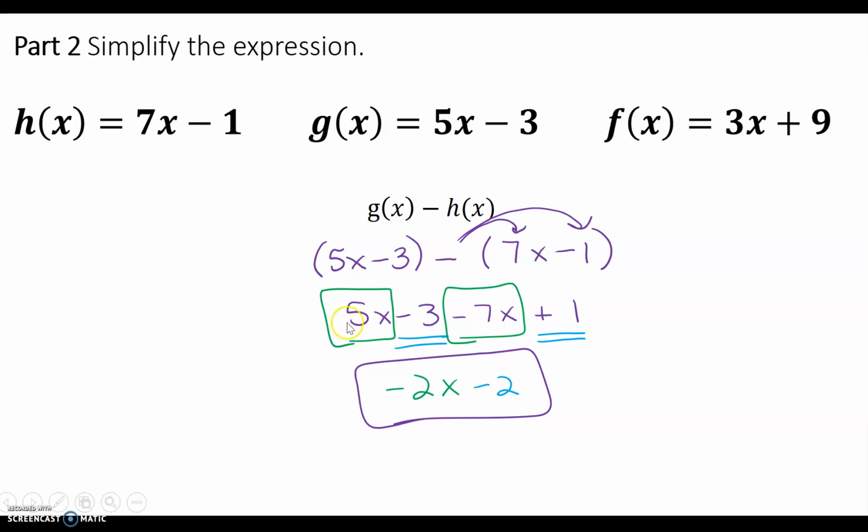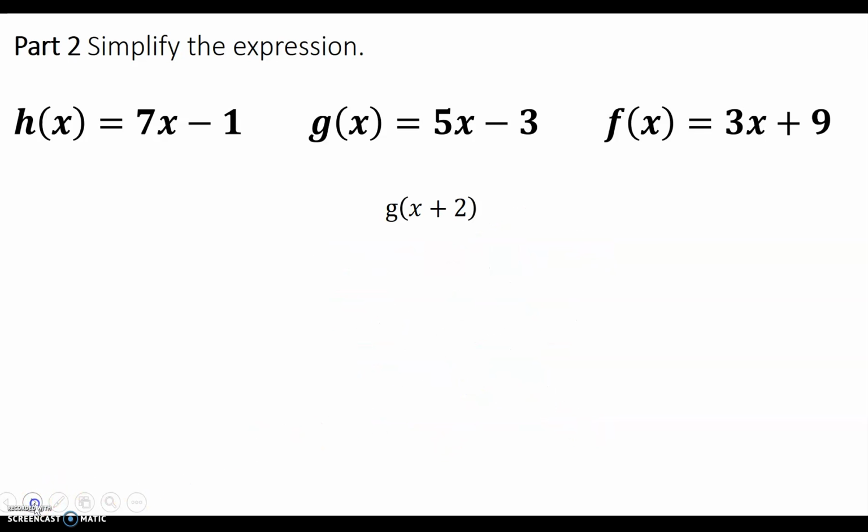So the first part stays the same, just 5x minus 3, but then the -1 times 7x would be -7x, and then if I distribute this negative, negative times a negative makes a positive, so it's really like a +1 here. And then I can just combine everything the same way that I did in the last one. So 5x with -7x is -2x, and then -3 with a +1 is -2. So when I do the simplification for g of x minus h of x, I should be getting -2x minus 2. And we're just going to do one more problem together in this video.